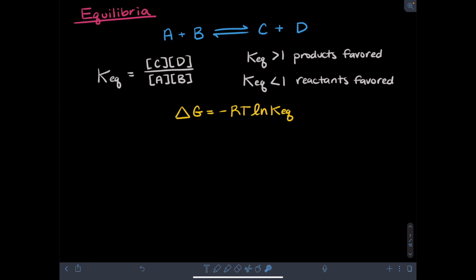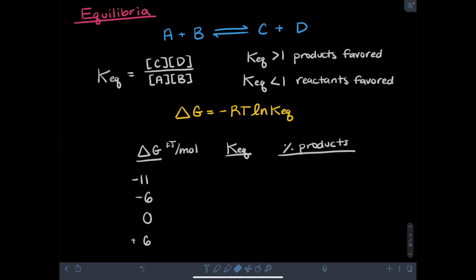Delta G is related to the equilibrium constant by the equation delta G equals negative RT natural log of the equilibrium constant KEQ. I want to show you some examples of relating Gibbs free energies in kilojoules per mole to equilibrium constants and the amount of products you have. If delta G is negative 11 kilojoules per mole, you could calculate the equilibrium constant would be 1,000, and this would correspond to having 99% products at equilibrium.